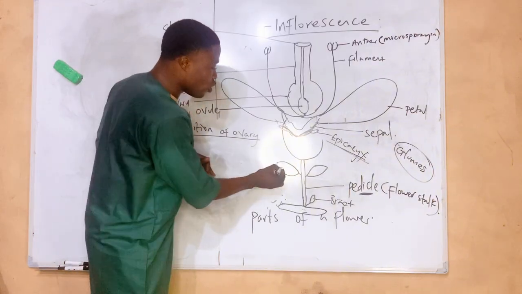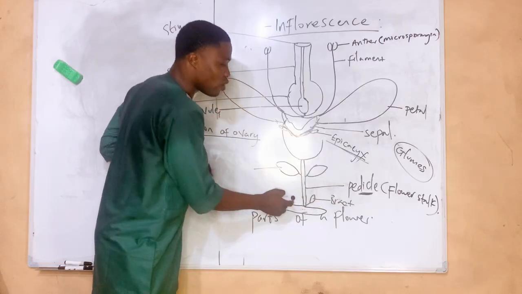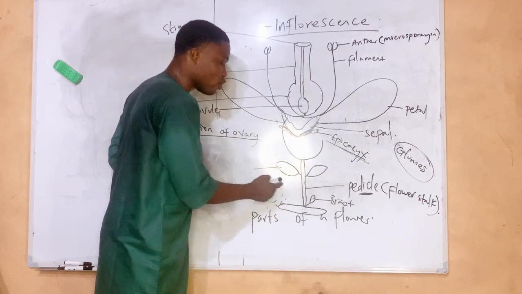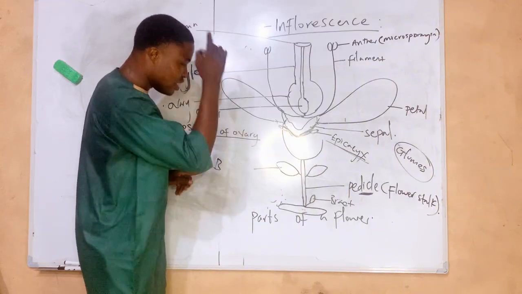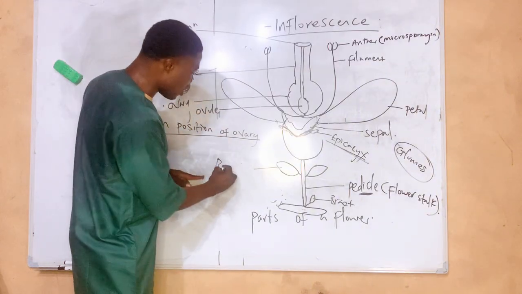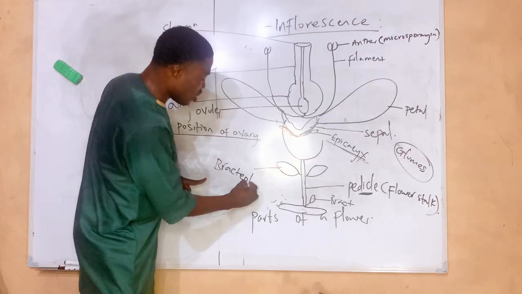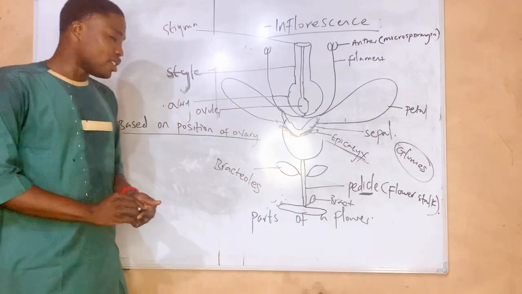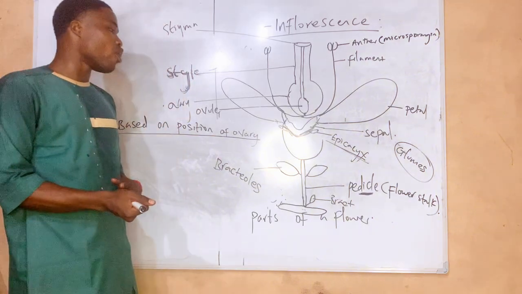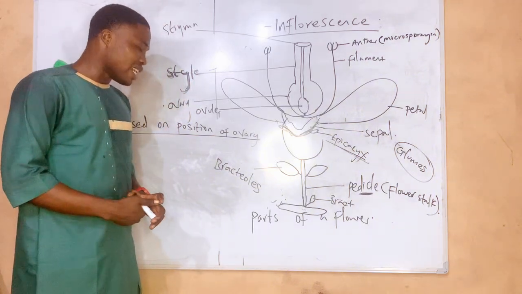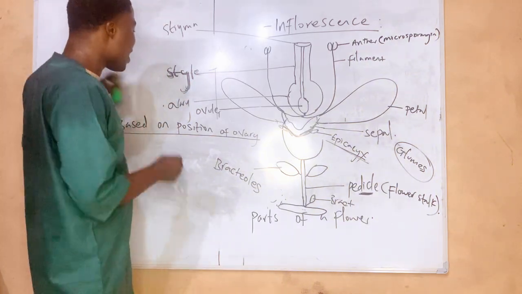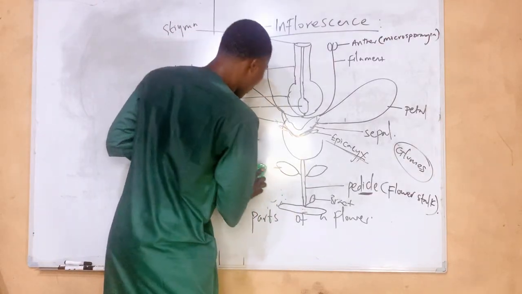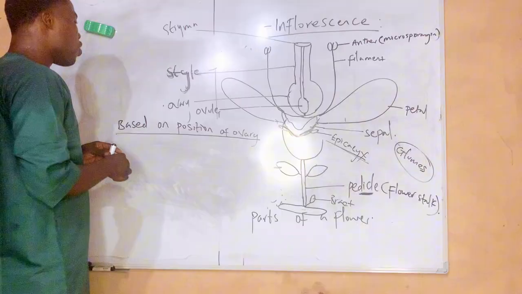Now, some bracts grow on the pedicel. The pedicel is what attaches the flower to the primary axis. When a bract grows on the surface of the pedicel, it is called a bracteole. Yes, we call it bracteole. So bracteoles are bracts that grow on the pedicel. You get that? Having known that, I will have to classify flowers based on the position of the ovary.